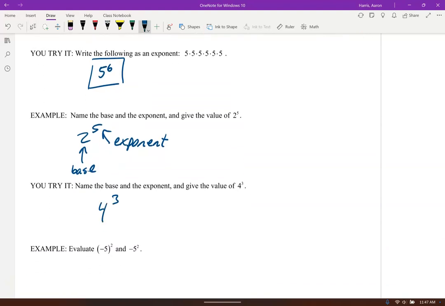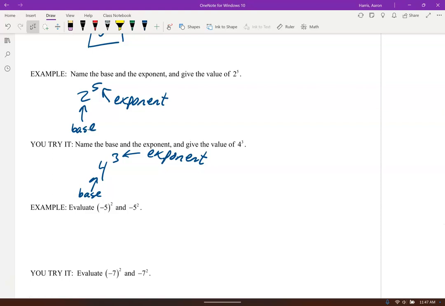Base here would be, so just a little vocabulary, right? Our exponent there would be 3. Now let's evaluate, let's see the difference between these two.